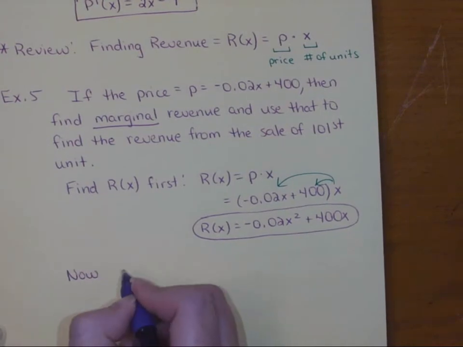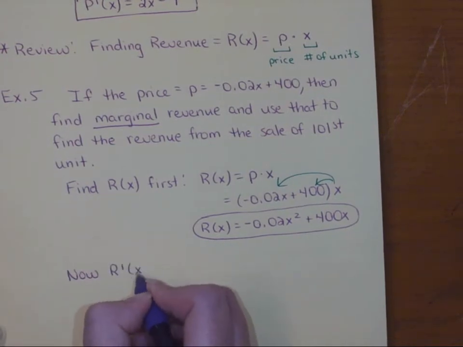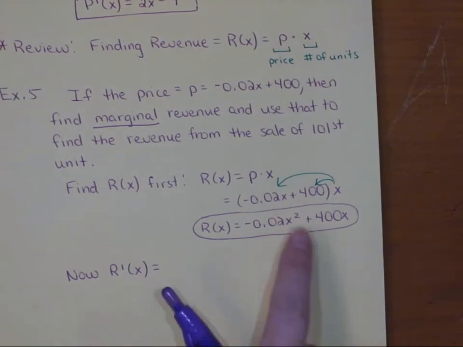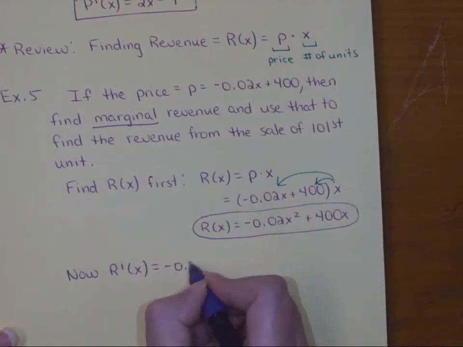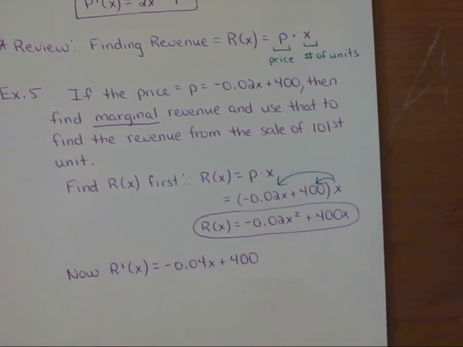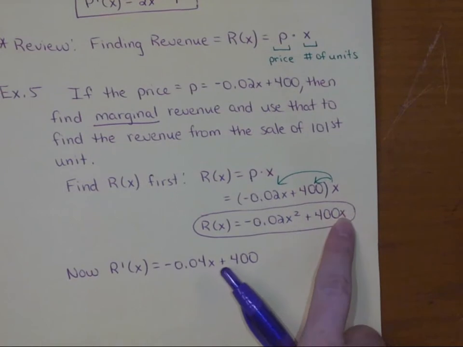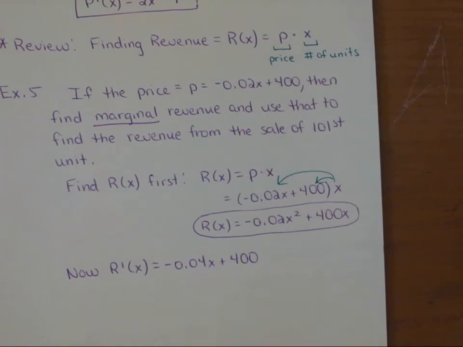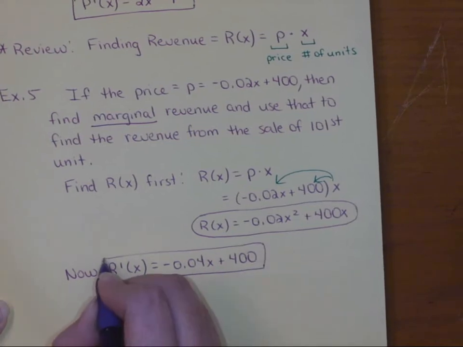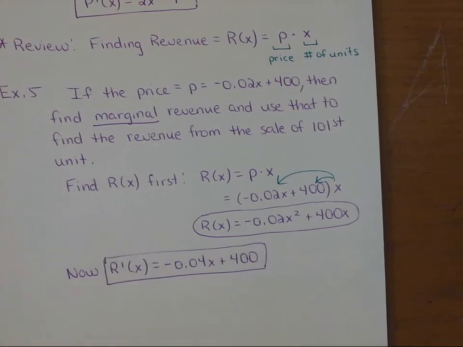So now let's answer the question that was actually asked of us: find the derivative. Again, we're doing power rule, right? Move that 2 around to the front and we'll get negative 0.04x plus 400, because the derivative of 400x, if you move the 1 out to the front, you'll get 400. So remember, reduce the power by 1, move the power out to the front. I'm going to box this in. That's one of the things I was asked to find, the marginal revenue.